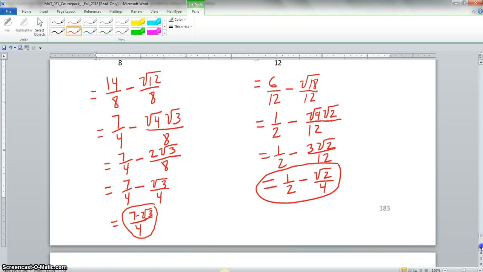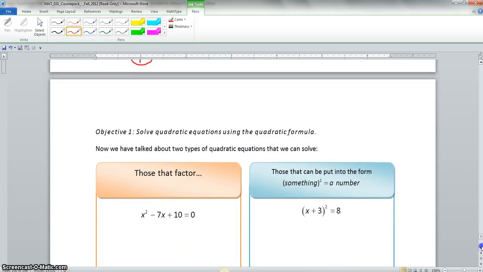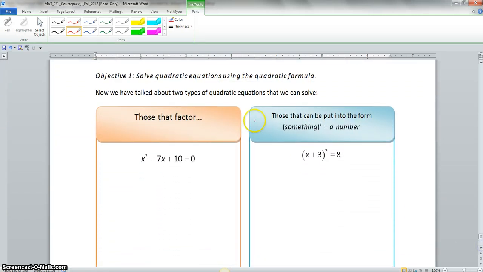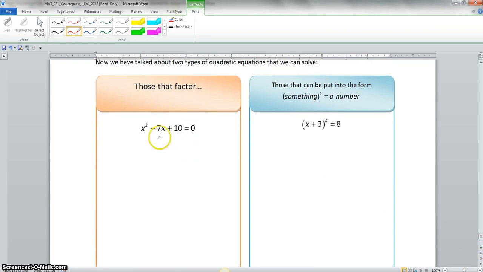Now we scroll down to the next page. We have objective 1. Solve quadratic equations using the quadratic formula. Now we have talked about 2 types of quadratic equations that we can solve. Now, this is just a review from the last section. But here we can factor.